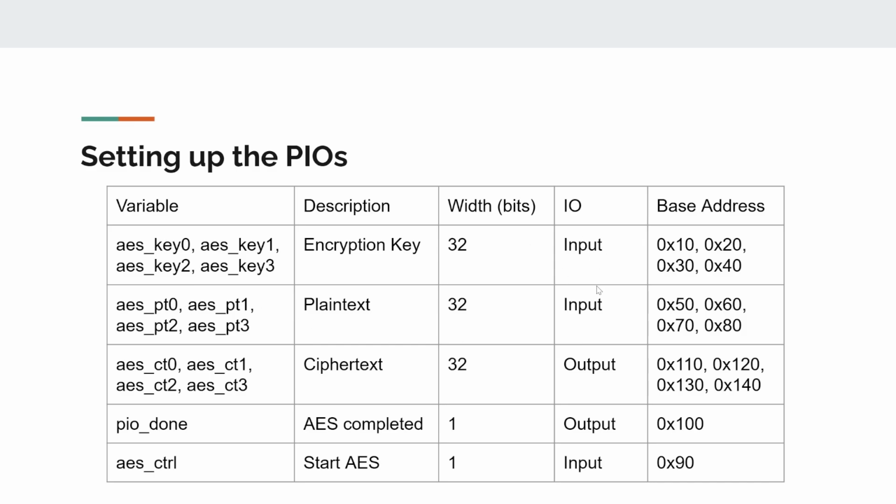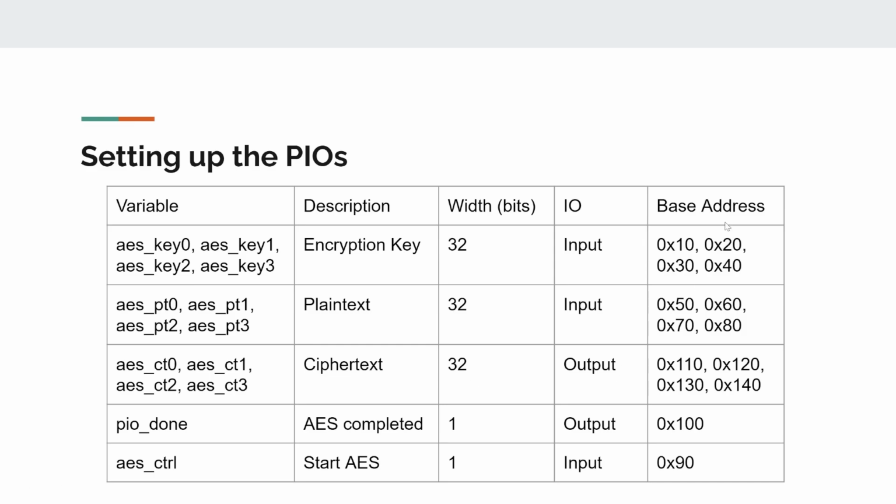The key and plaintext were the inputs from the HPS. We sent the ciphertext as an output to the HPS, and the other control signals I mentioned before, PIO done, just to let the HPS know that the AES encryption process was completed and it's ready to read the ciphertext. The other one was the AES control, which was again to let the FPGA know that it has received the encryption key and the plaintext from the HPS and it's ready to start the AES encryption.